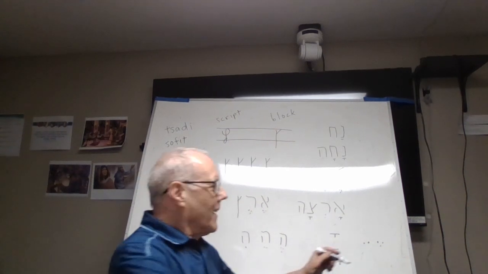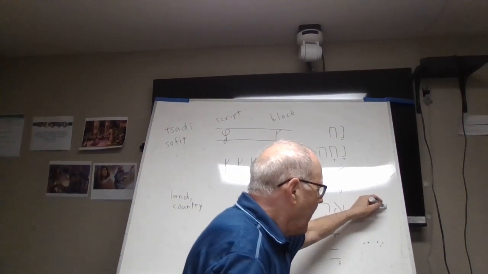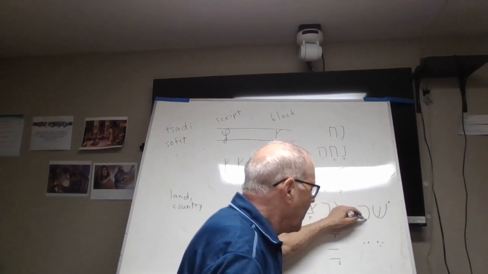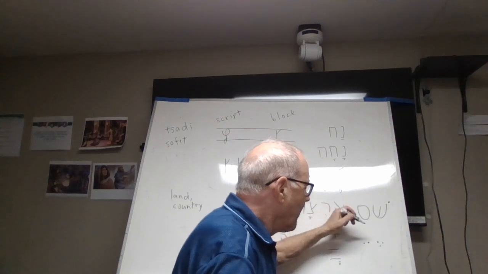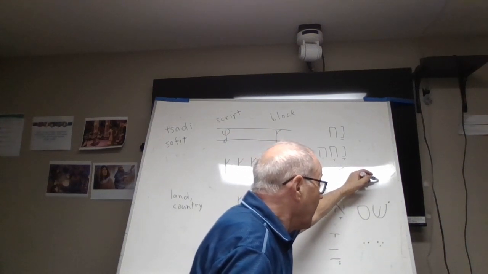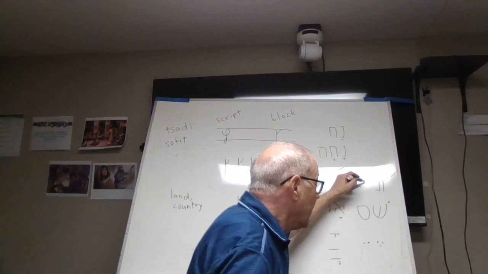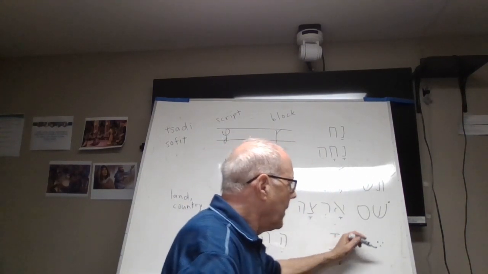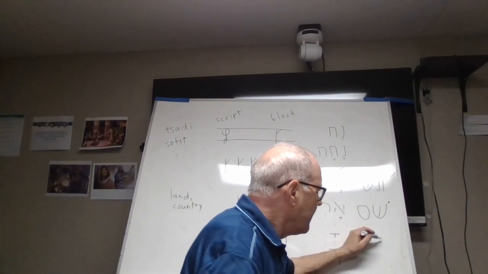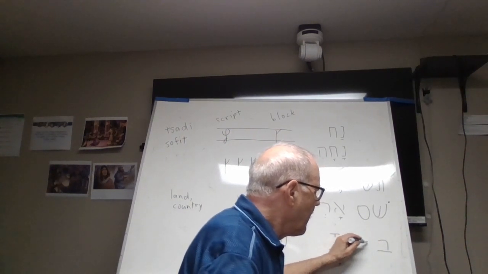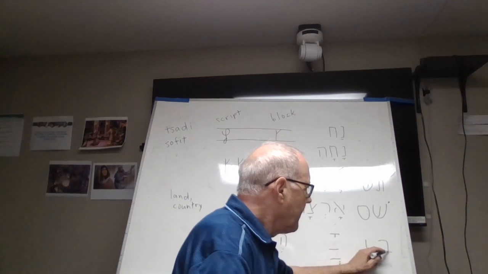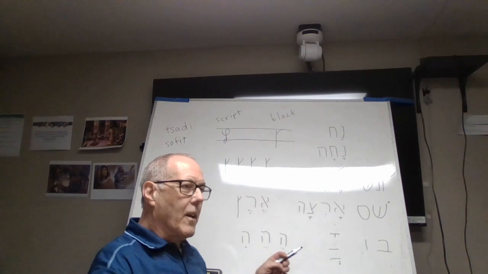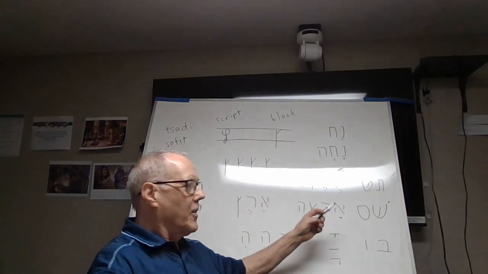And if you have a sh sound, it might be a shin or it might be a samech. If you have a t sound, it might be a tav or a tet. A v sound might be a vav or a vet. So a lot of times you can hear it and write it, but there are a few things that you have to watch out for.